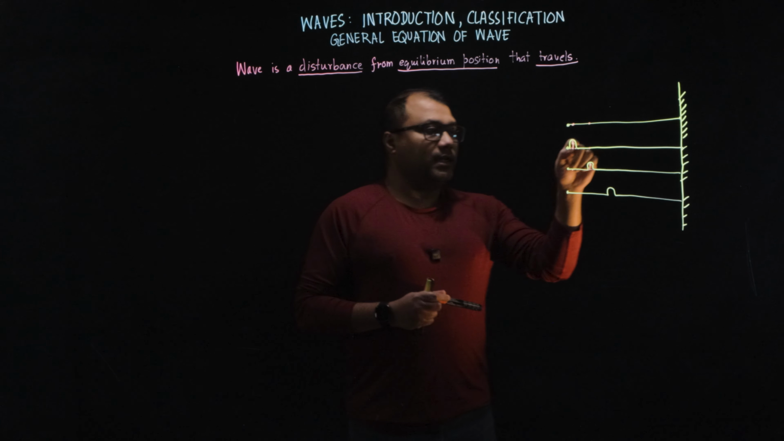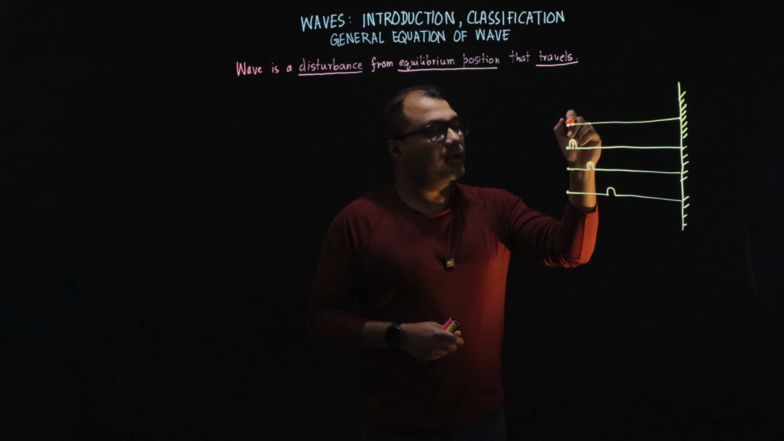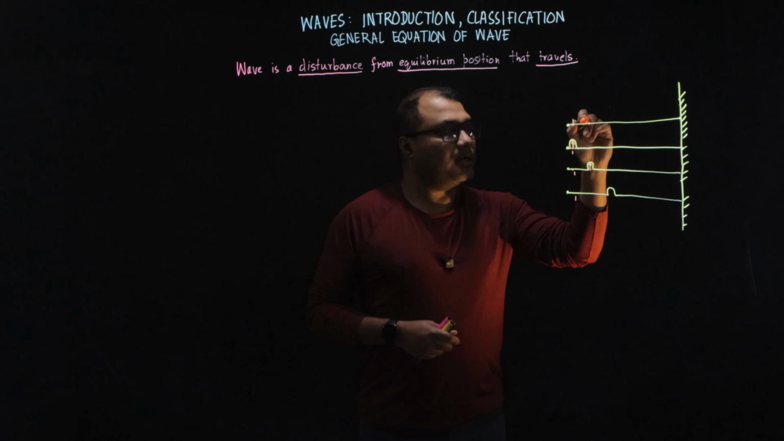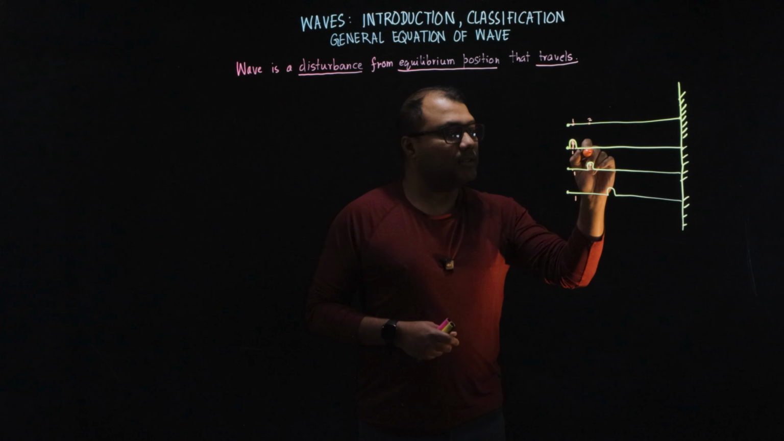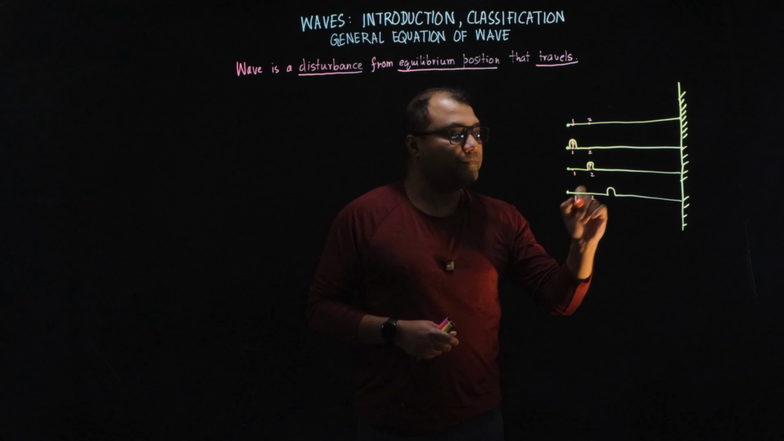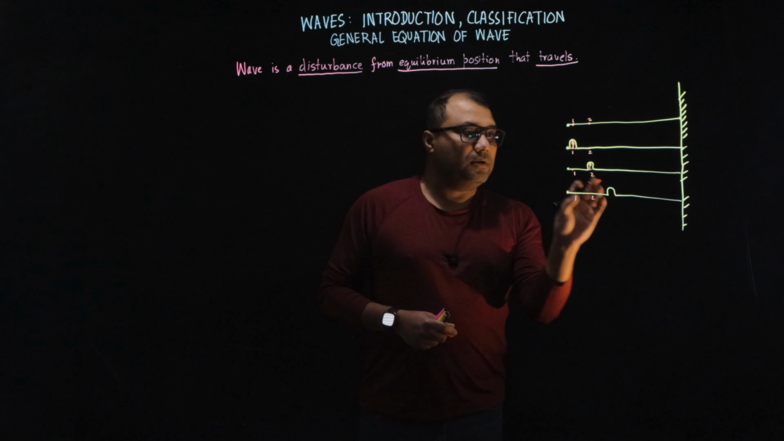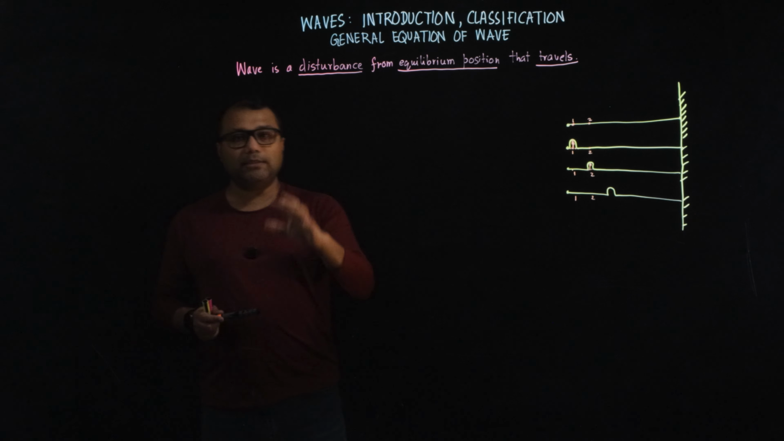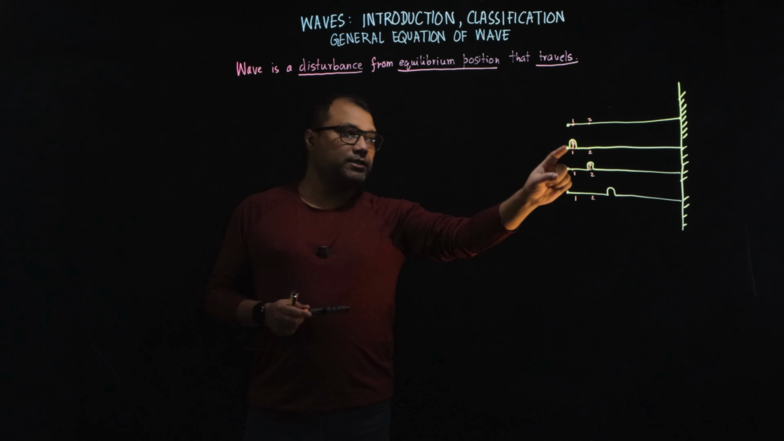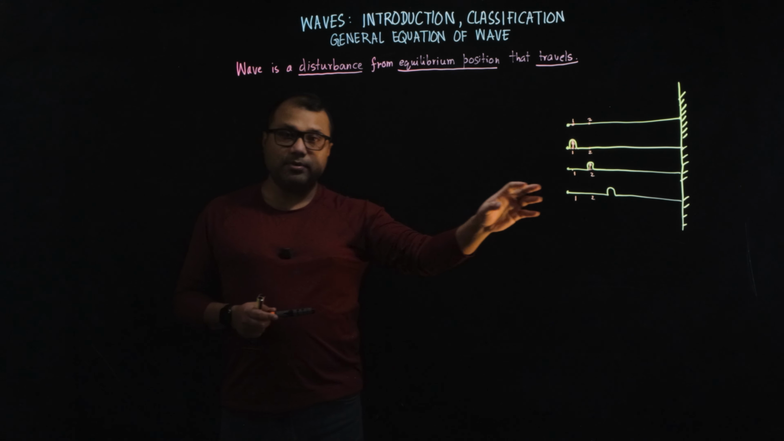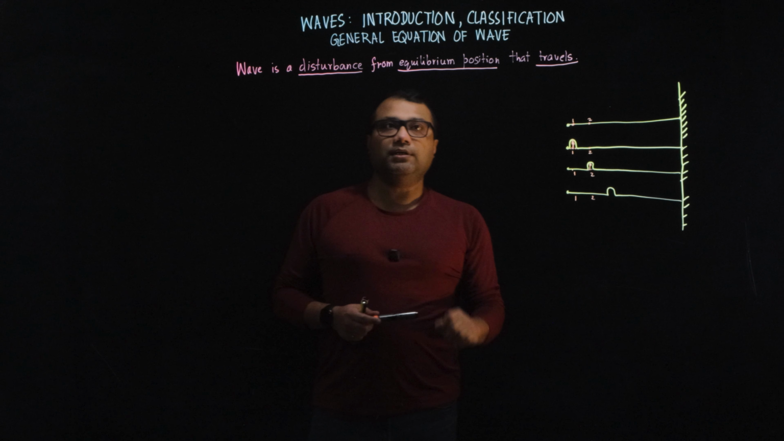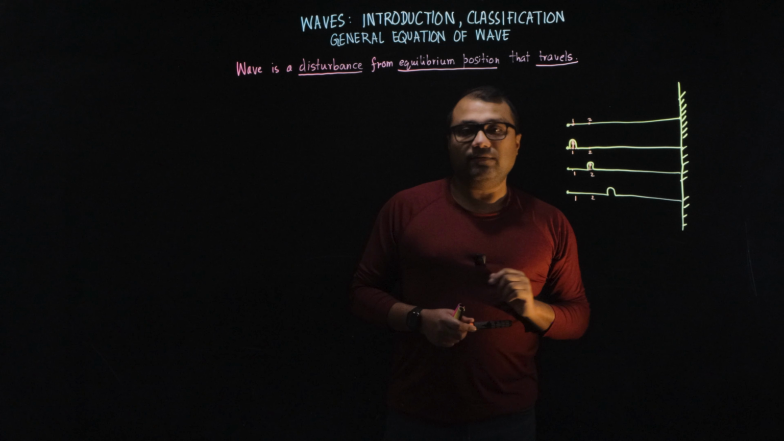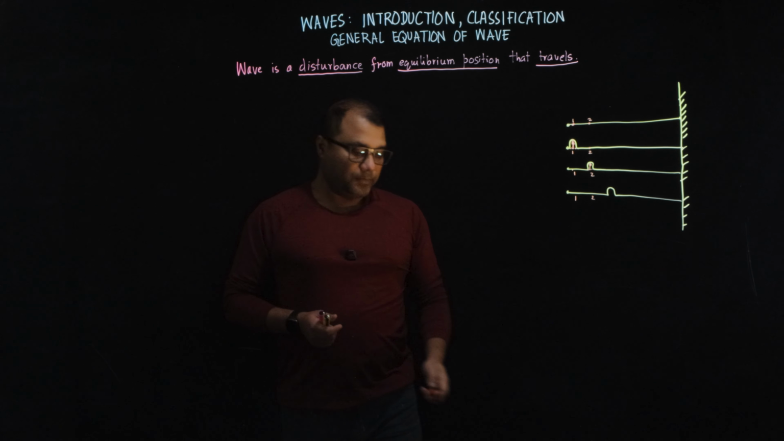So is the particle moving? No, the particle 1 here is still here, right? The particle 2 or point 2 here is still at the same point. Particle is not moving, but the wave is moving. Okay, so that is the definition. Wave is a disturbance. A disturbance in this example is a displacement from mean position. So disturbance from equilibrium position, and the disturbance is traveling. The particle is not traveling.